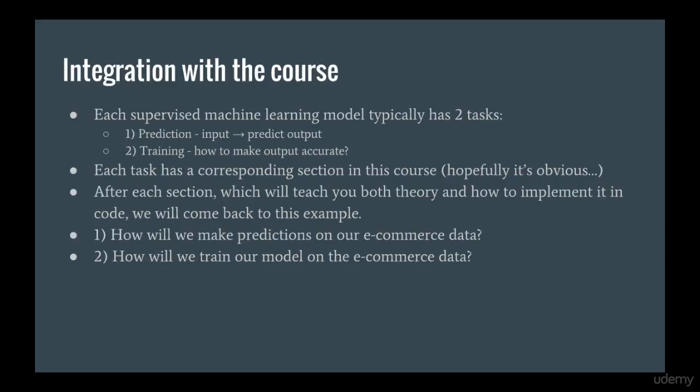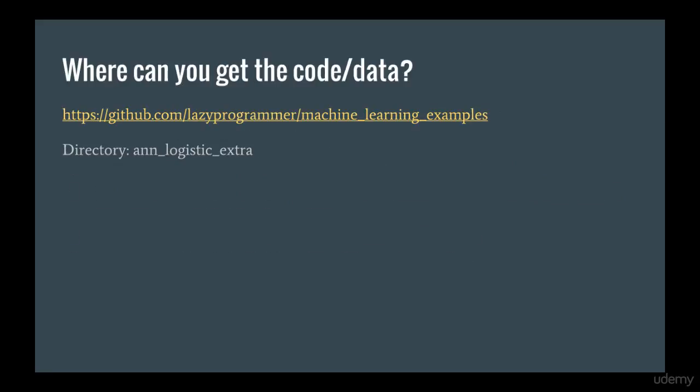We first cover prediction, or in other words, how to get output from your model. So once you've learned all the theory for how to do that, we'll return to this e-commerce example, create a model, and attempt to make predictions from it. The next section will focus on the training. How can we train this model so that it actually makes accurate predictions? How accurate can we get? Once we've learned all the theory behind training, we'll return to this e-commerce example and train the model to see how accurate we can get it.